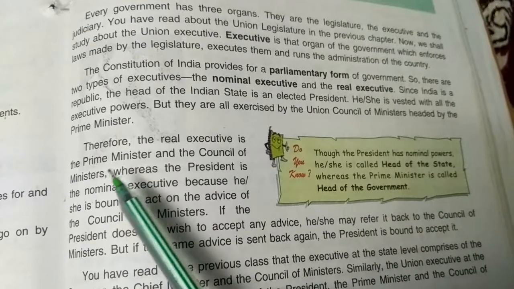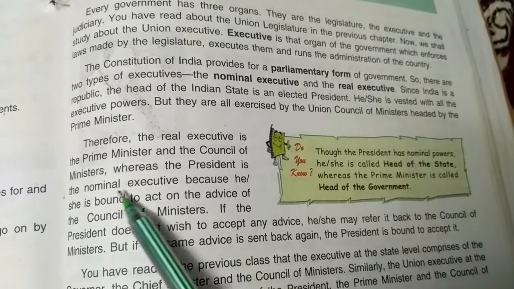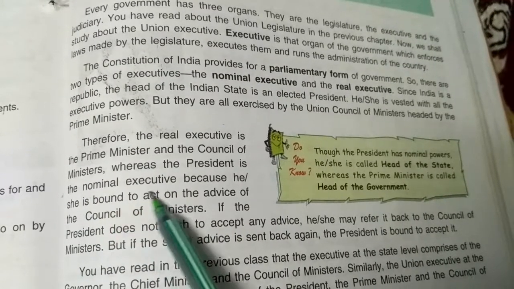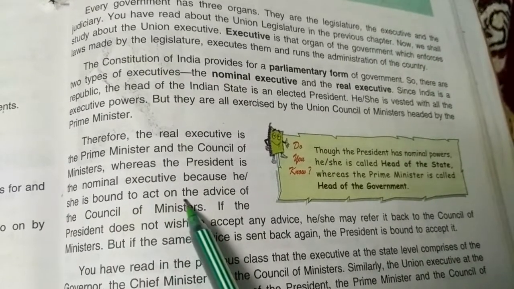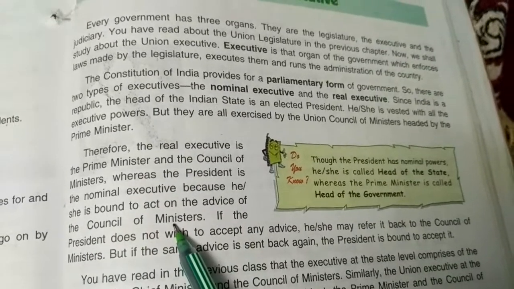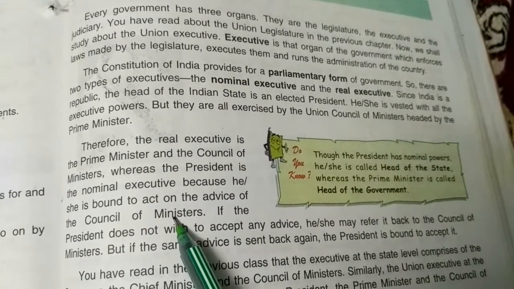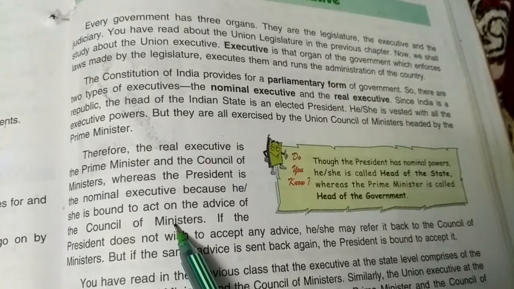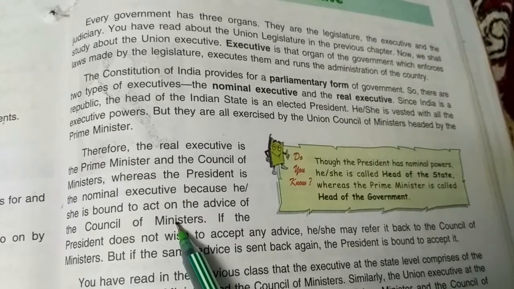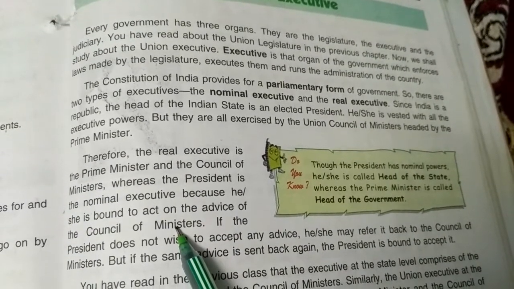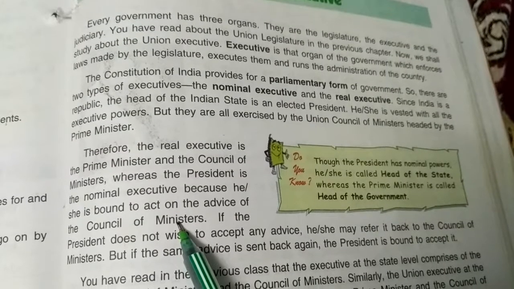Therefore, the real executive is the Prime Minister and the Council of Ministers, whereas the President is the nominal executive, because she is bound to act on the advice of the Council of Ministers. She does not have the right to make laws and work on them. She is only the signing authority.